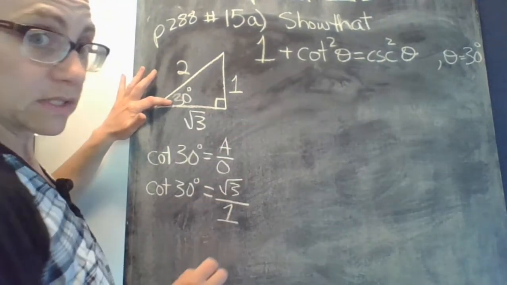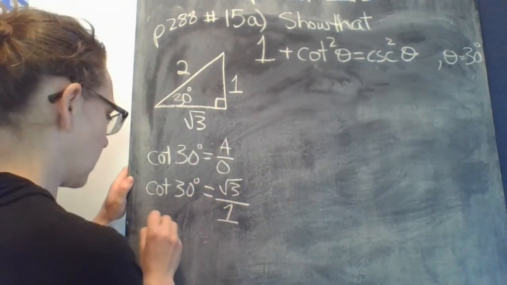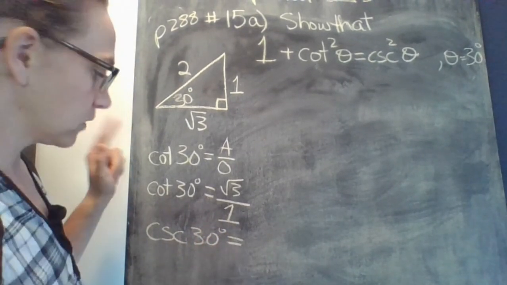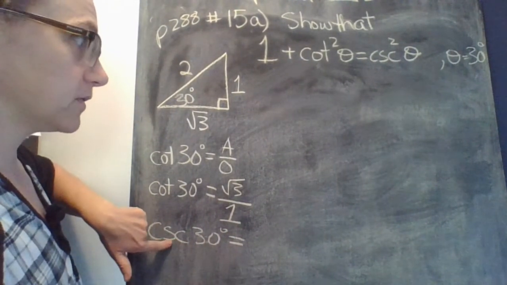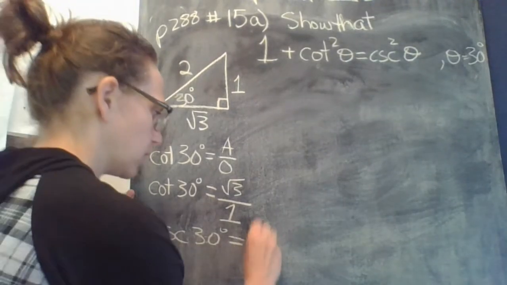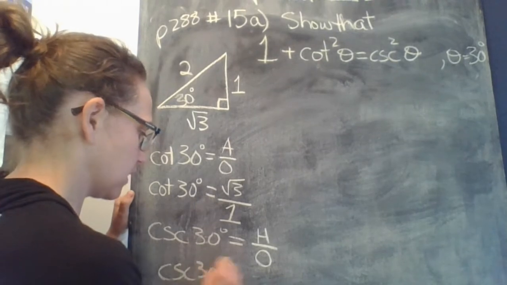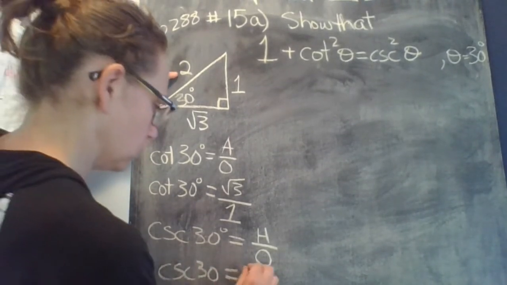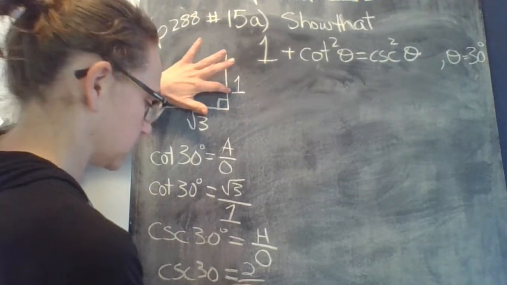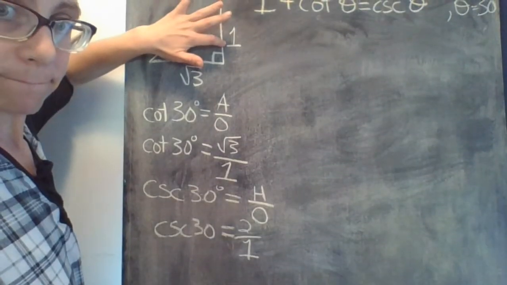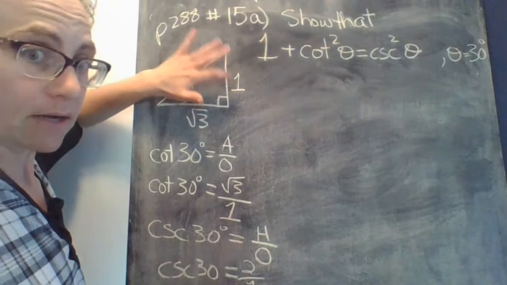Let's figure out cosecant. So we know that cosecant, well, that's the flip of sine. So instead of opposite over hypotenuse, it's hypotenuse over opposite. So cosecant 30 is 2 over my opposite, which is 1. Okay. So that's good. We can figure that out.